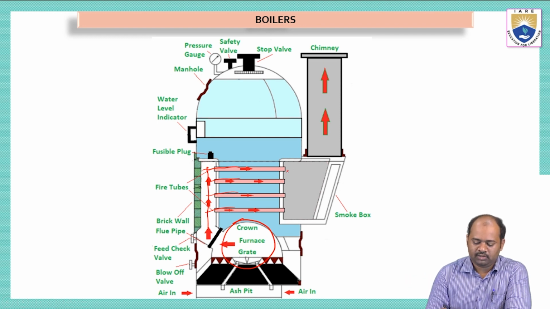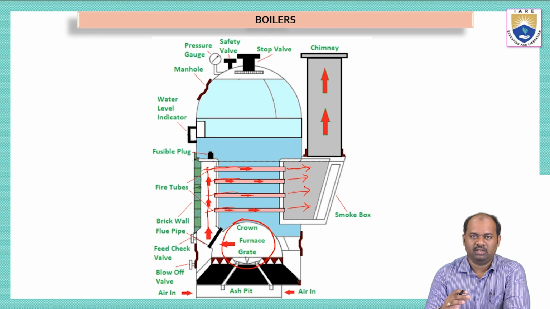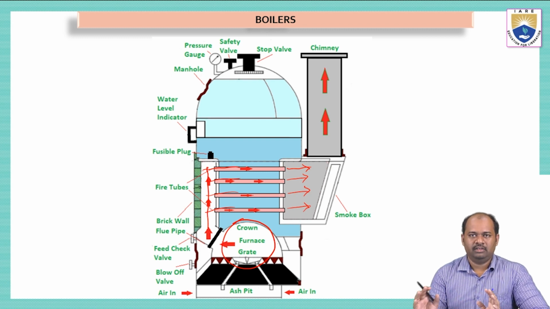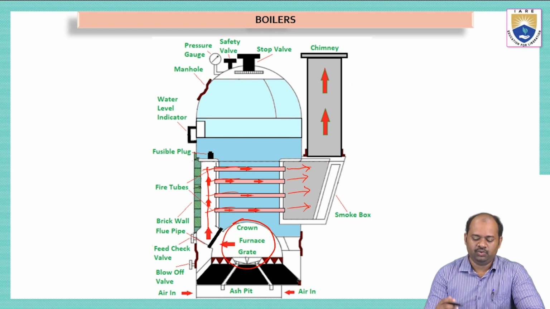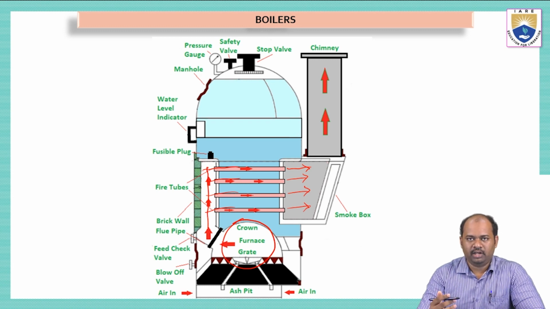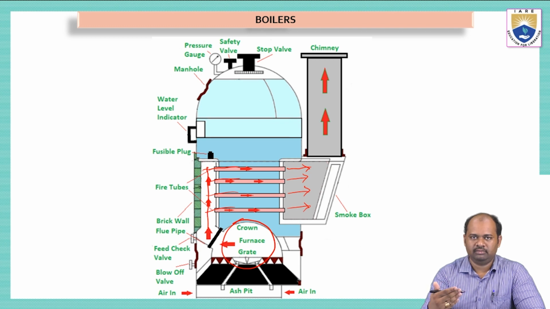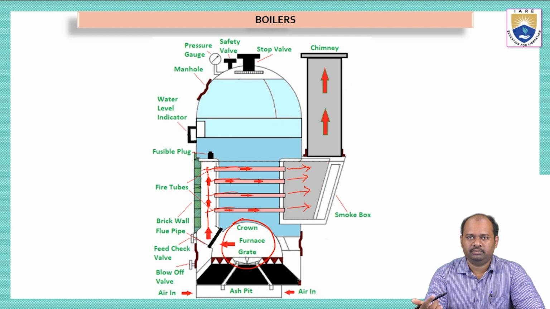What happens is, on the other side, the hot gases will come out into the smoke box. Okay. So this is a normal procedure. These fire tubes are not small. They are of very large length, like 5 to 6 meters. Whenever the hot gases are flowing through the tubes, the water around the tubes will be heated. So the water will boil and this water will be converted into steam.